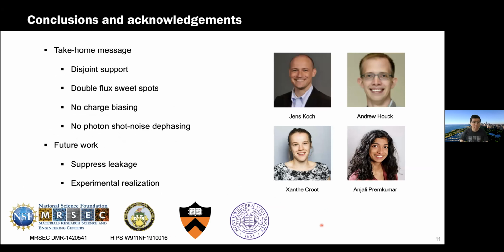So to conclude, I've shown you a protective superconducting qubit that is based on the Fluxonium molecule, which shows the disjoint support and also double flux sweet spot. Compared to 0-pi, the qubit needs no charge biasing, and there is no photon shot noise dephasing. So in the future, we would like to further suppress those leakage and also collaborate with experimentalists to realize the circuit, which is really done by Densi Krut and Anjali Perkuma in Andrew Houck's lab. And thank you for your attention, and happy to take any questions.